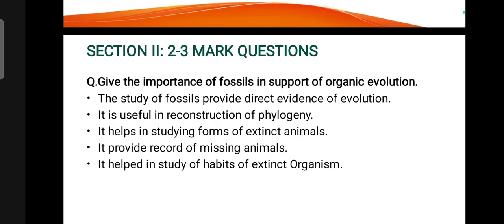Give the importance of fossils in support of organic evolution. The study of fossils provides direct evidence of evolution. It is useful in reconstruction of phylogeny. It helps in studying forms of extinct animals. It provides record of missing animals. It helps in study of habits of extinct organisms.